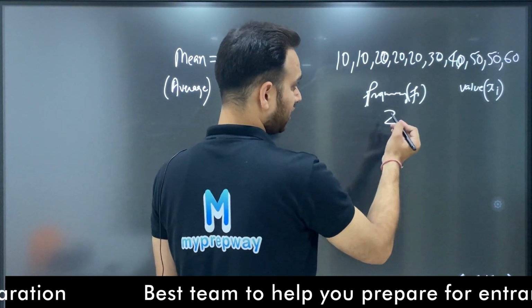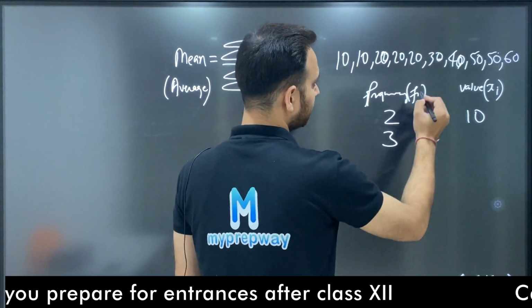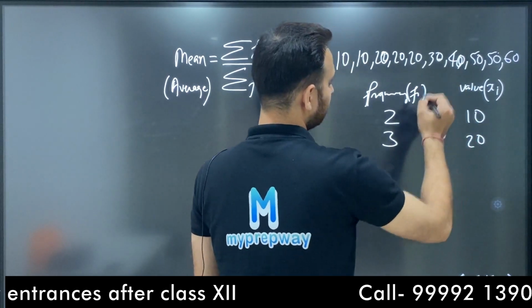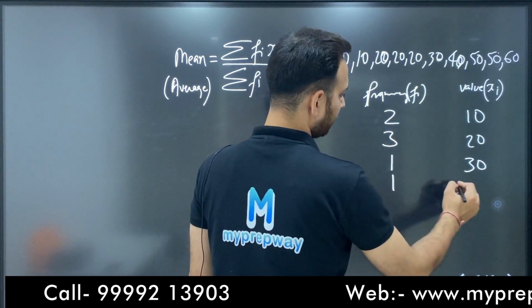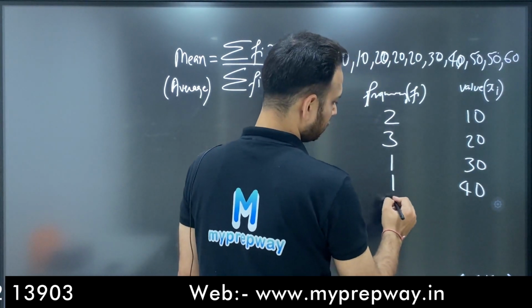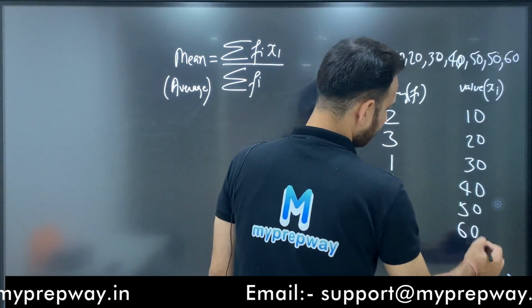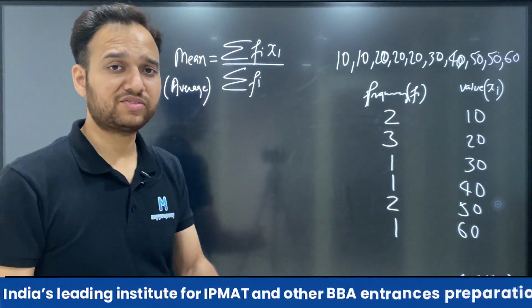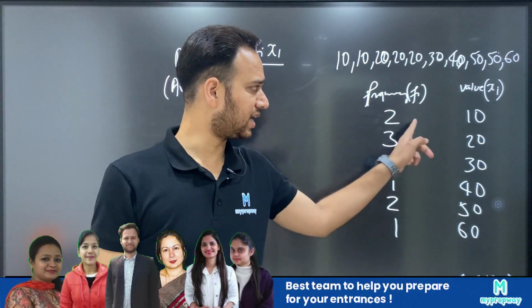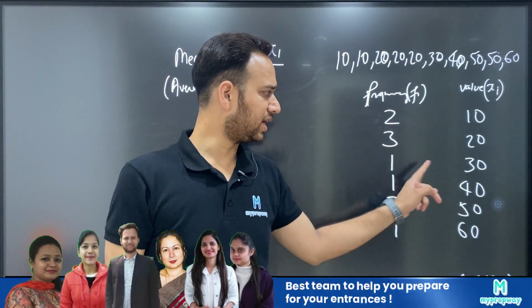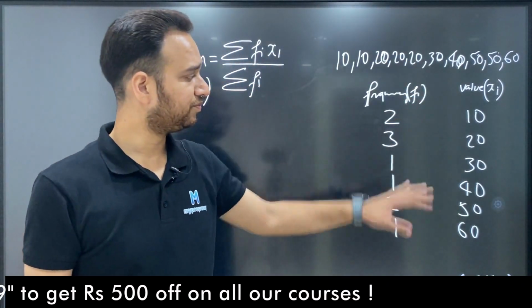So the same data can be represented in a table in this format. The frequency 2, the value is 10. Frequency 3, the value is 20. The frequency 1, value is 30. Frequency 1, value is 40. Frequency 2, value is 50. Frequency 1, value is 60. So frequency is nothing. It's just the number of appearances of the data. Like we have 2 times 10, we have 3 times 20, we have 1 time 30, we have 1 time 40, we have 2 times 50, and we have 1 time 60 in this data, right?